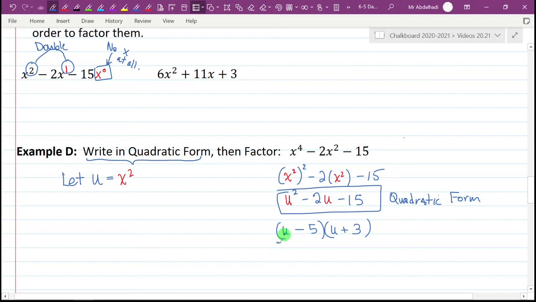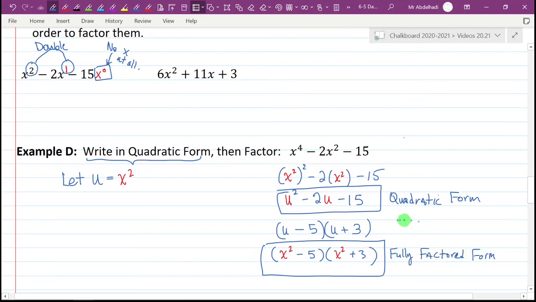So now we need to put back the x squareds. Wherever you see a u, we're going to return an x squared. So this becomes x squared minus 5, and this becomes x squared plus 3. Now, neither of these is factorable anymore, so we're just going to box our answer, and this is fully factored. There are 2 steps here, and you need to show all these steps in your work. You need to write this in quadratic form first, then do your factoring, and then what's called back substitute. The x squared is back where it was.